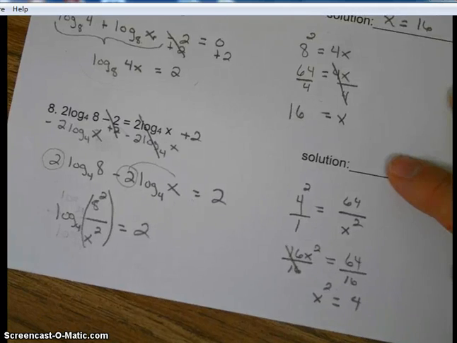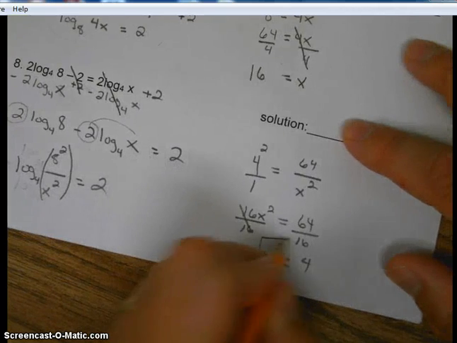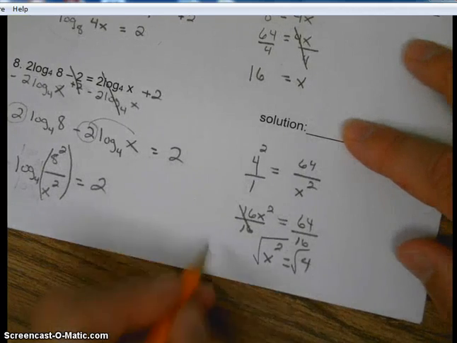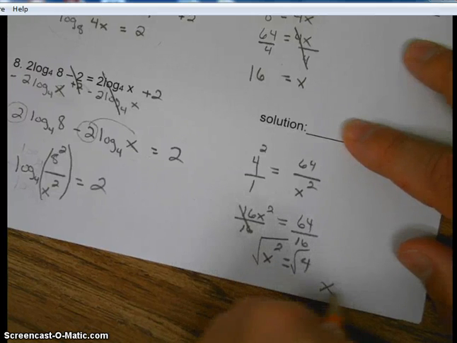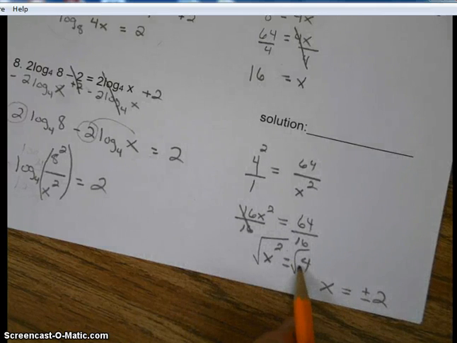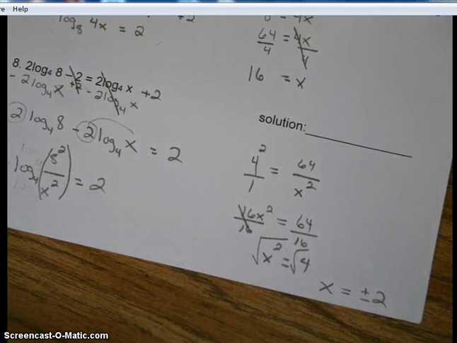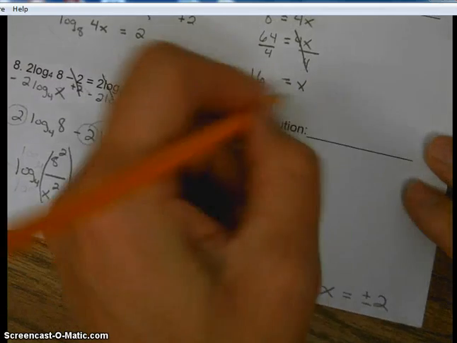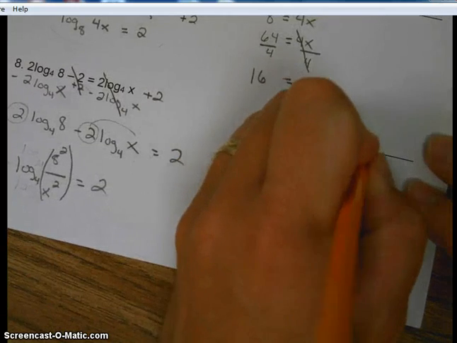Since we are solving, guys, don't forget when you take the square root, your answer has to be plus and minus 2 when solving. When simplifying, you can just say the square root of 4 is 2. But when solving, there are 2 answers here, plus and minus 2.